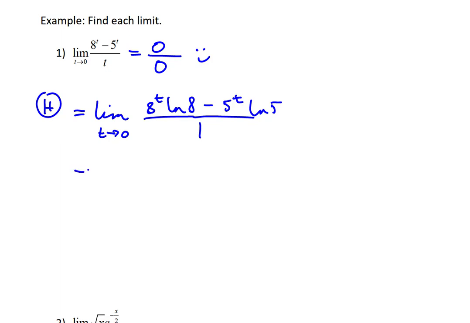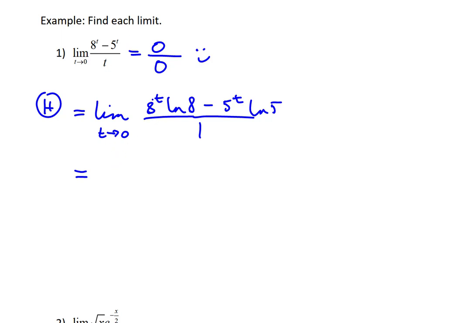Well, at this point, after having taken those derivatives, remember L'Hopital's rule says that the original limit is now going to be equal to this new limit, which now uses the derivatives of each numerator and denominator of this function. And this limit, now that we've found it using the derivatives, could be found simply by direct substitution. 8 to the 0 is 1.